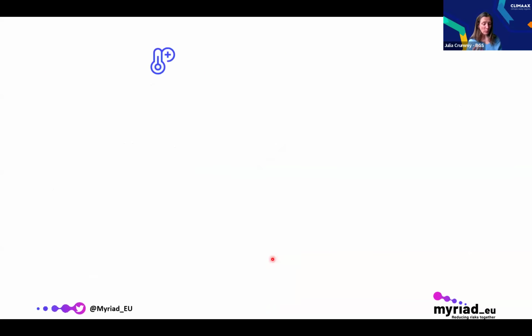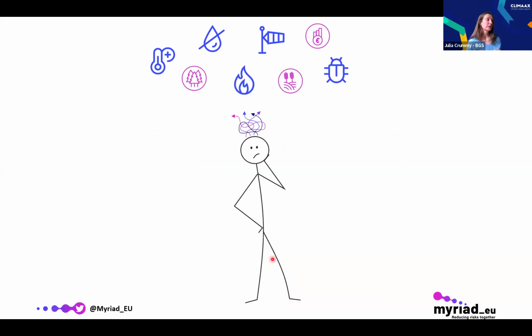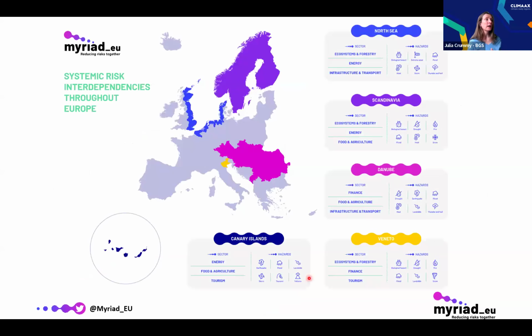And so when we think about these different hazards, in this example we've got heat wave, drought, wildfires, winds that can fuel the wildfires, and then you can have biological hazards, diseases, that kind of thing. This can impact forestry, it can impact agriculture and food, and it can impact the economic sector. So how do we communicate all this and help decision makers to plan for all these different events that are happening? That's really the key of what Myriad is trying to do. It's trying to look at systemic risk and interdependencies between these sectors.